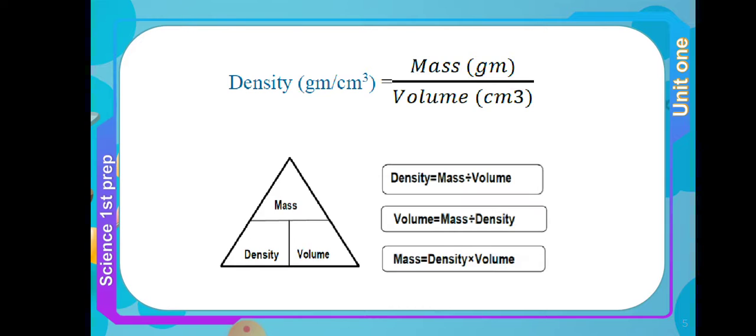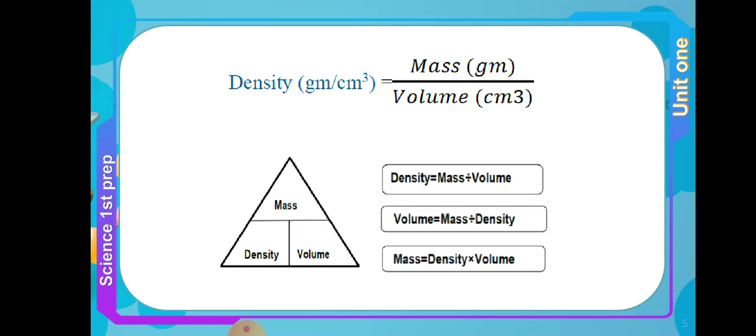So how can we calculate the density of any matter? The density of any matter equals mass over volume. And as we know before, the measuring unit of mass is gram and the measuring unit of volume is cubic centimeter. So the measuring unit of density is gram per cubic centimeter.